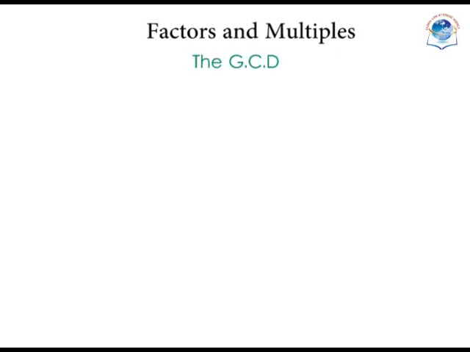Next, the greatest common divisor, or the GCD. Now, the GCD is also called the greatest common factor, and that clearly says what it is. It is the largest factor that is common to 2 or more numbers.